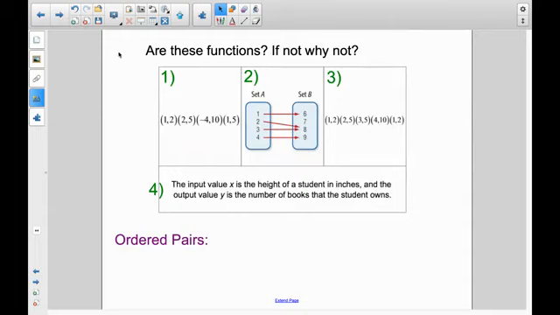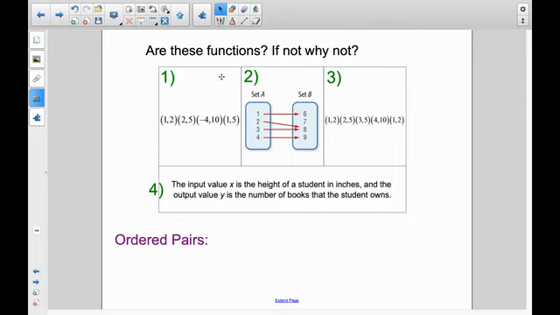So take a second, well, more than a second, look through these examples. Are they functions? If not, why not? You need to write me a reason there, actually write it out. This is a very important part of the question. So pause your video and answer those questions now.